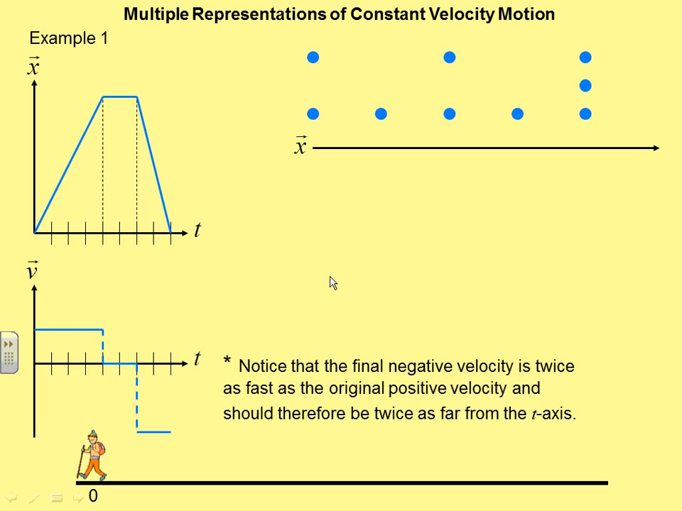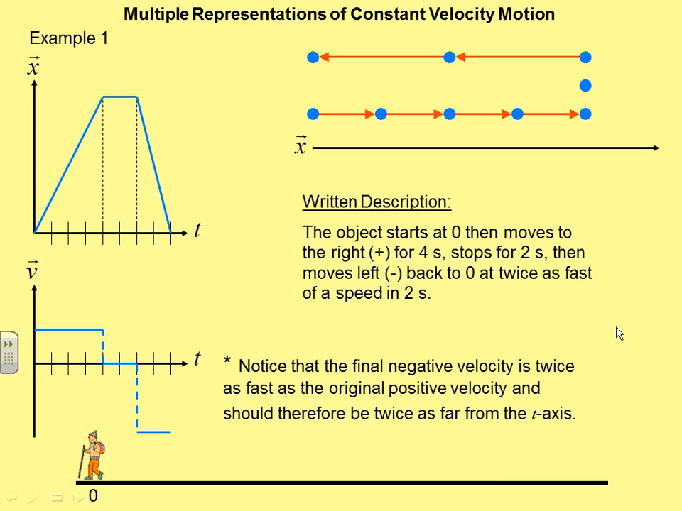Velocity arrows. Initially, the velocity arrows are short and point to the right because he's moving with a slow positive velocity. Then there are no velocity arrows because he's stopped for 2 seconds. And then his velocity arrows have to go to the left and be twice as long because he's moving twice as fast. So in words, the object starts at 0, then moves to the right, or moves positive, for 4 seconds, stops for 2 seconds, then moves to the left, or you could say moves in the negative direction, back to 0 at twice as fast a speed in 2 seconds.